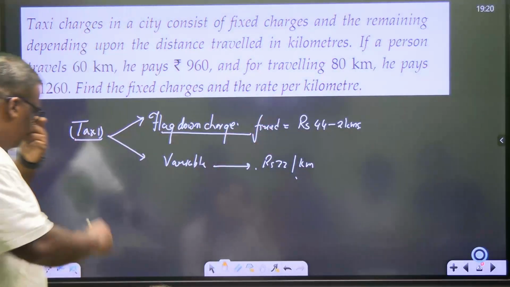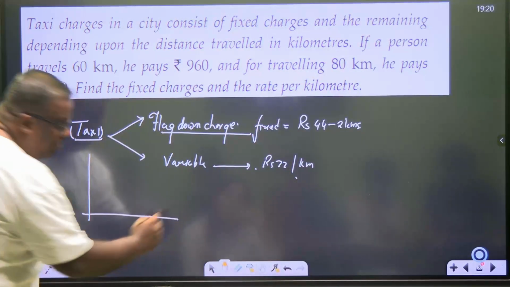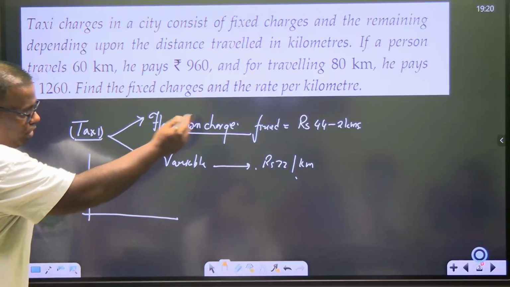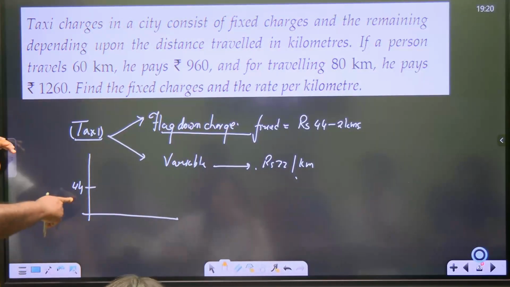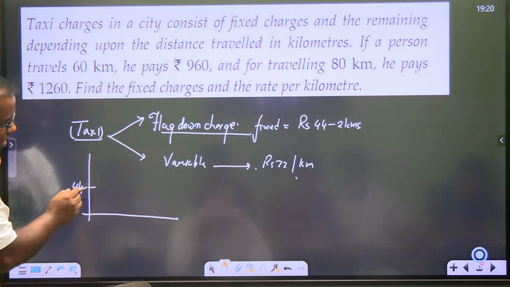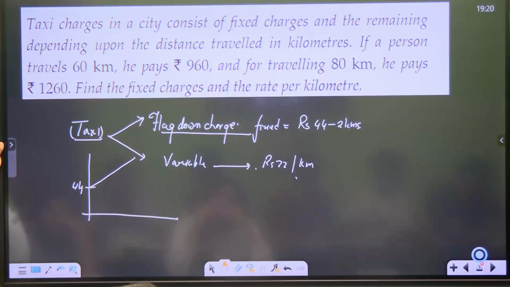And if you see the taxi charge, how the taxi charge curve should be, this is advanced mathematics. 44 rupees I have to pay. So my meter starts from 44. This is the C. And after this, there will be a linear relation. This is how the cost goes.